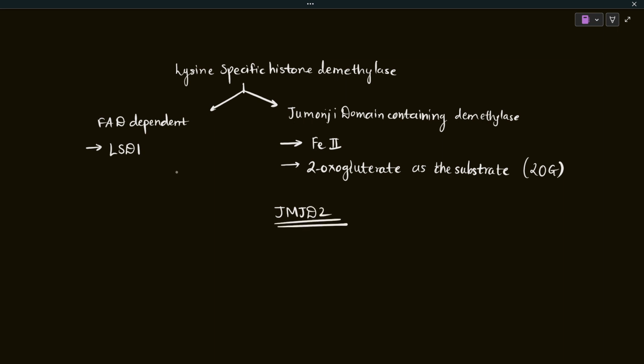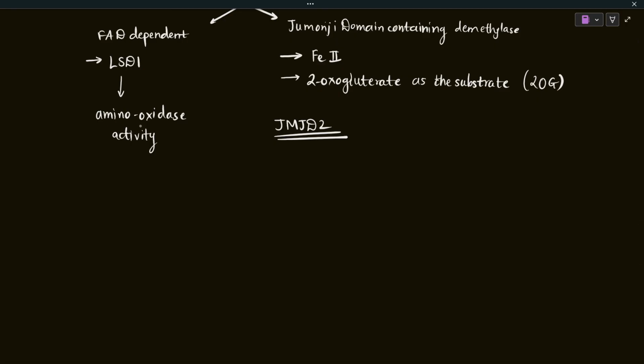Okay, so see, LSD1 has amine oxidase activity. So this LSD1 enzyme oxidizes the methyl group, the methyl mark. But unlike LSD1, those Jumonji domain enzymes fall under the Fe2+ plus 2-oxoglutarate requiring category.